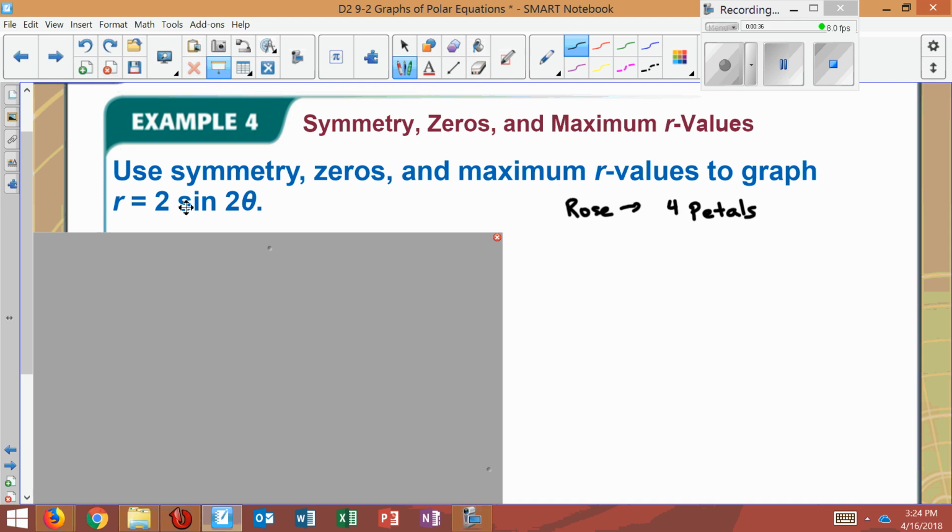Since it's sine, it's not going to be polar axis symmetry. Meaning it's not going to have the first petal on the polar axis. It doesn't mean it won't have polar axis symmetry, it's just the first petal won't be on the polar axis. It'll be in the first quadrant.